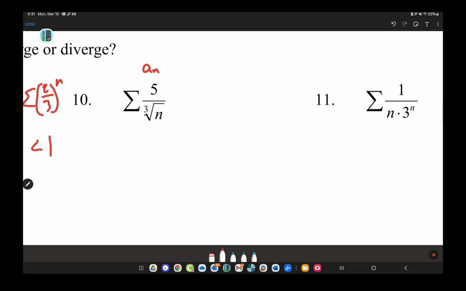That's a p-series, right? So compare this to bn, the sum as n goes from 1 to infinity of 1 over n to the 1/3 power. In this case, an would be greater than bn everywhere, because an would be 5 times bn. I had that backwards again.